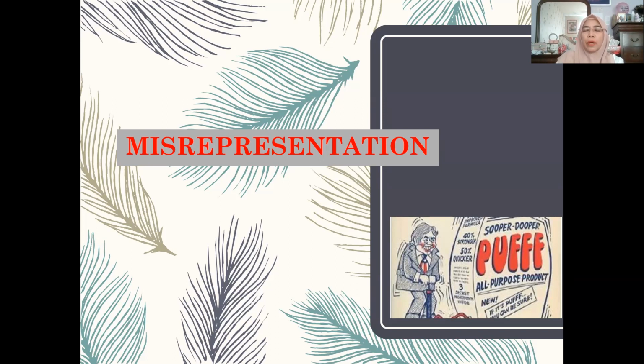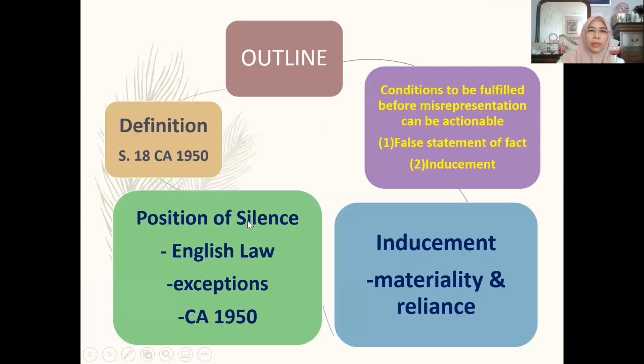This is the topic for our syllabus of Contract 2. Okay, let's have a look at what I have here. This is the outline of the lecture, basically. So we are going to discuss the definition briefly, and then this part will cover conditions to be fulfilled before misrepresentation can be actionable.